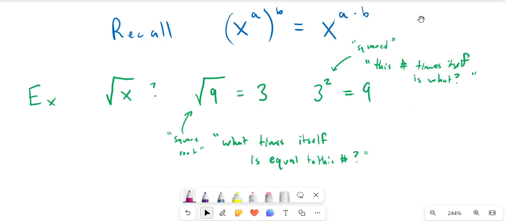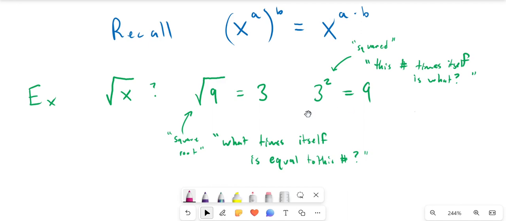So for example, let's start with something that is maybe easy to get our hands on, like a square root. A square root asks this question: what times itself will be equal to this number? Right? The square root of 9 times itself will be equal to 9. And we know the number that times itself is equal to 9. It's the square of a number.